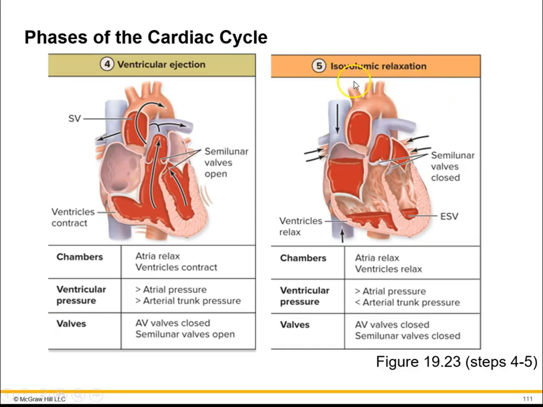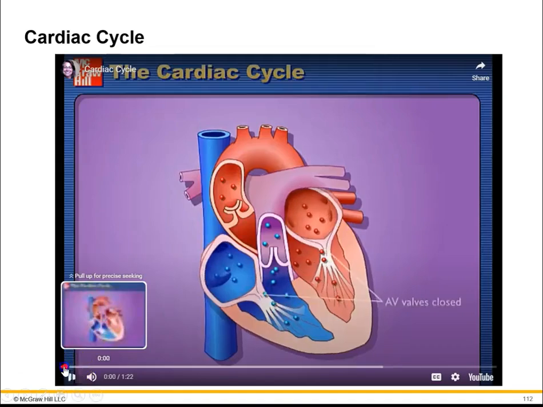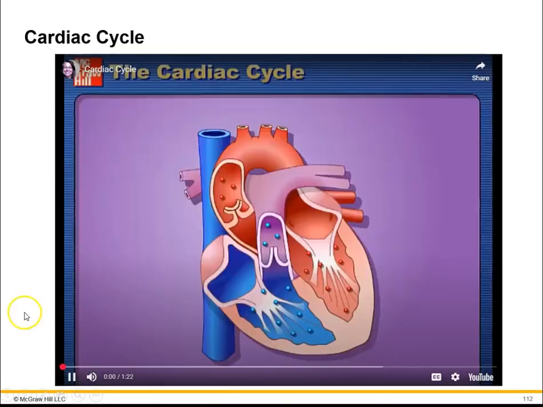Finally, you're going to come to isovolumic relaxation. What happens here is the ventricles relax, and when they do that, pressure inside of the ventricles drops, and it becomes lower than pressure inside of those arteries. So the blood inside those arteries is drawn back towards the ventricles, but the semilunar valves snap shut and prevent backflow. Pressure is still higher in the ventricles than in the atria, so the AV valves are still closed at this point for just a moment. Now I want to show you an animation that goes over what we just talked about.